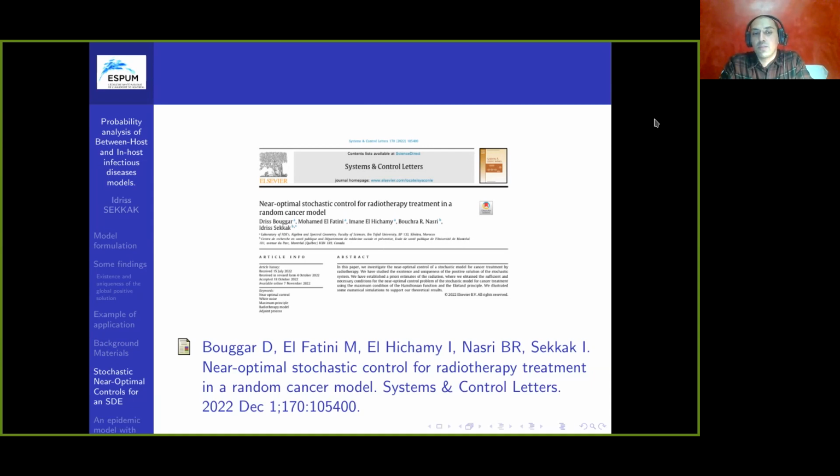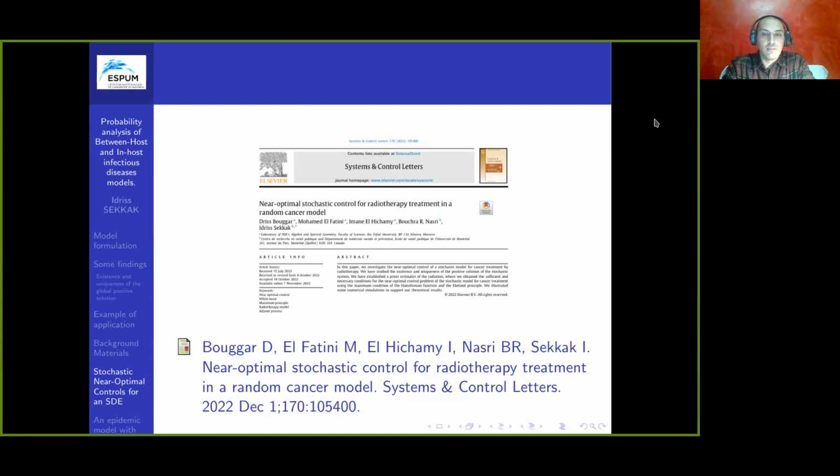Here, there is a model for the healthy cells and cancer cells. By applying radiotherapy, the problem was that the same control will go directly to the cancer cells, but it will also slightly affect the healthy cells. So here we ensured the necessary and sufficient conditions for the existence of optimal control. And we did some numerical simulation to prove our theoretical work and to see a scenario of doing radiotherapy on a human body and what result it gives.